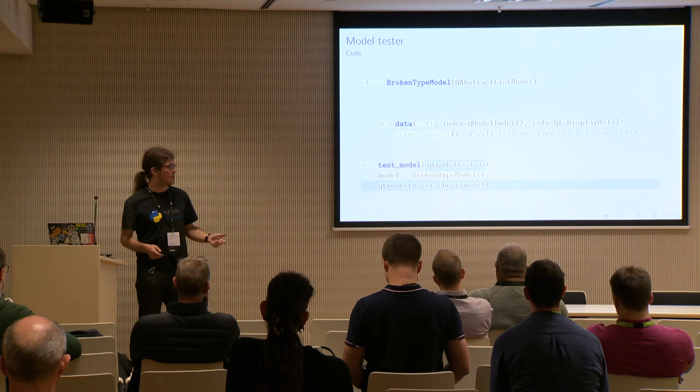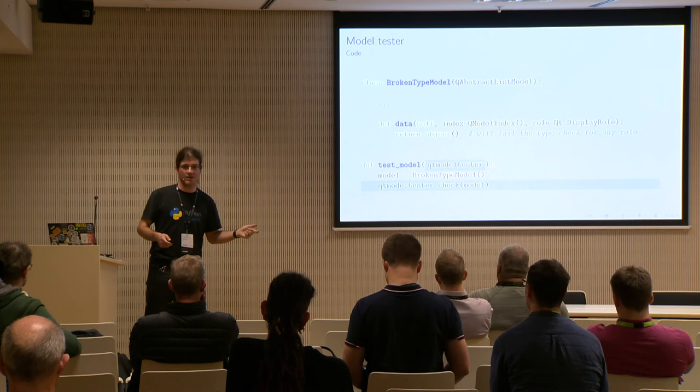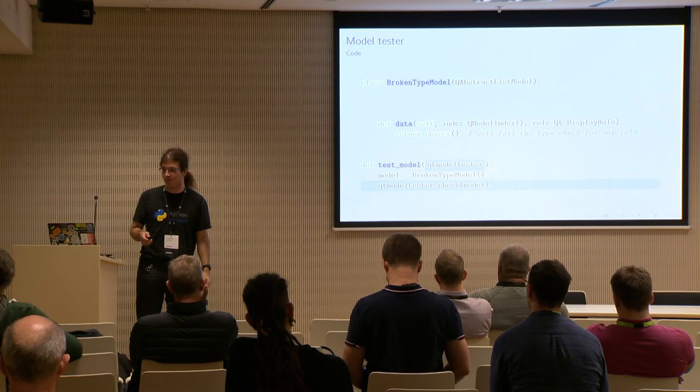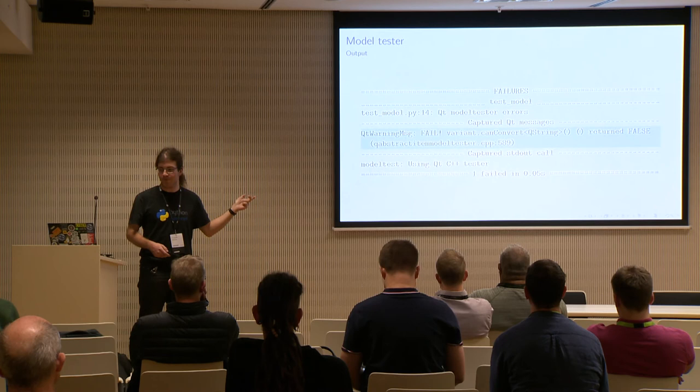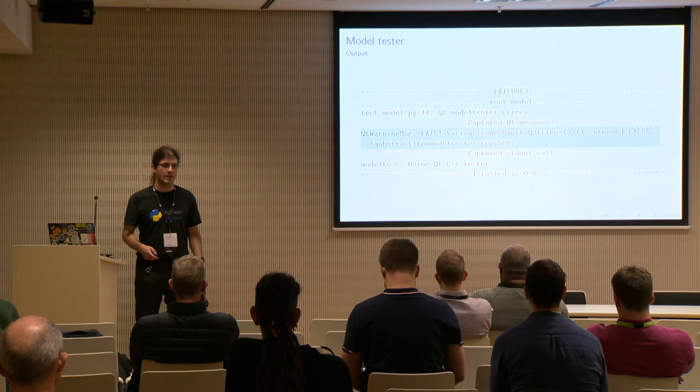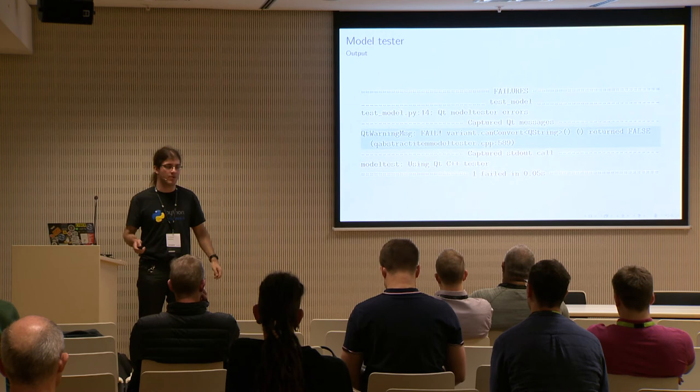So what you would do is you have some model. Here I have a model which just returns an object instance, which is an invalid type for whatever data role you get, and run the model tester on it. And what happens is that I, in this case, get the output of the C++ model tester, and the test fails. And I personally found that really useful when writing custom models, because without something like that, you just get a lot of segmentation faults and have no idea what's going on.